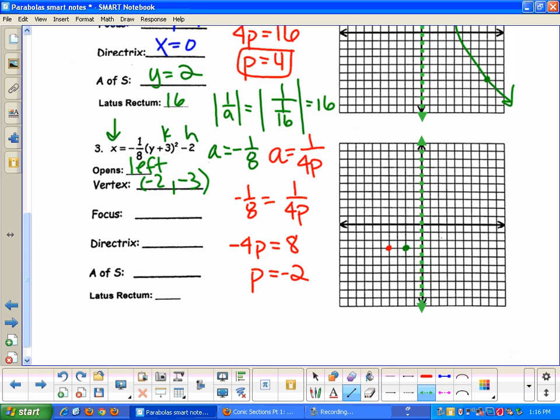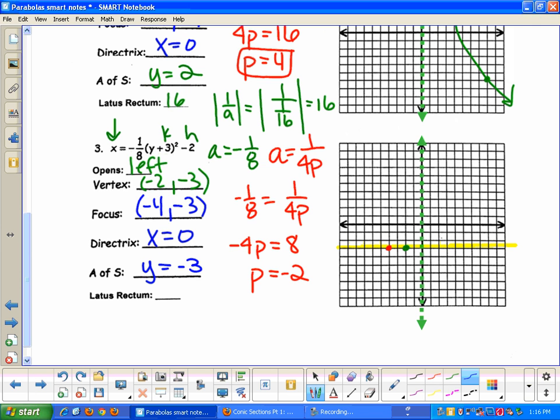Remember, it's a vertical line because it never will go through your parabola. So now I have that. Again, this was just a distance of 2 because our p-value was 2. So the focus point is at negative 4, negative 3, and the directrix is at x equals 0 because it's a vertical line. The axis of symmetry is going to cut the parabola in half this way. Since it's cut in half that way, it's going to be the y-coordinate of your vertex, which is negative 3. So it's a horizontal line, so y equals negative 3.